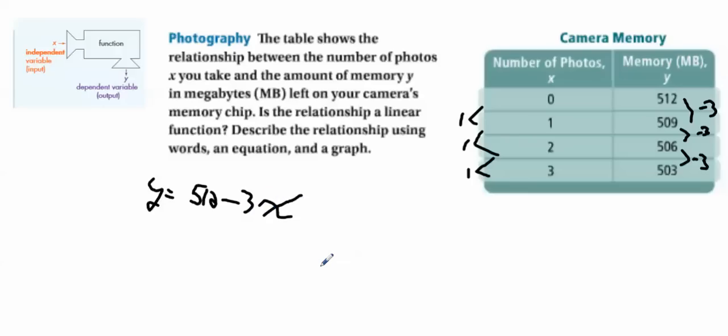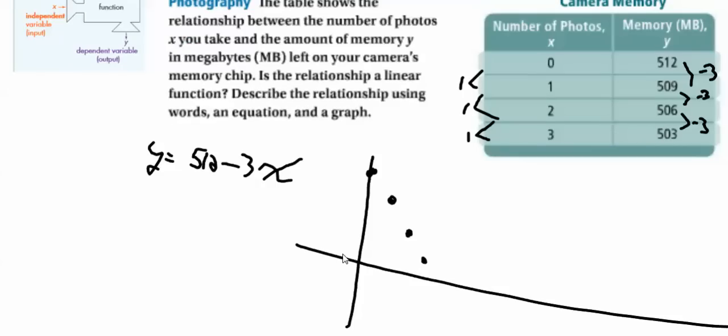Okay? And if you look at the graph, you could just plot the graph. You could just go 0, 512. You can put a dot there, and then here's 1, and then here's 2, and here's 3. It's going to make a constant decrease situation.